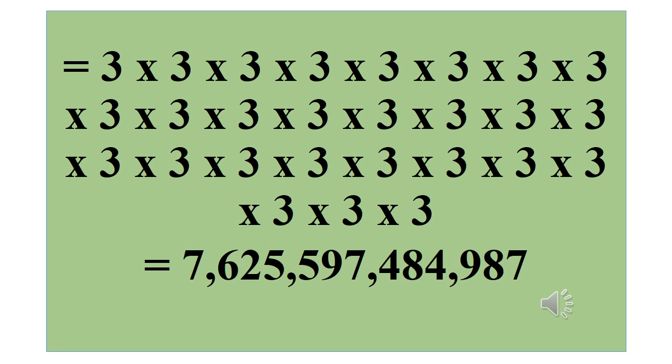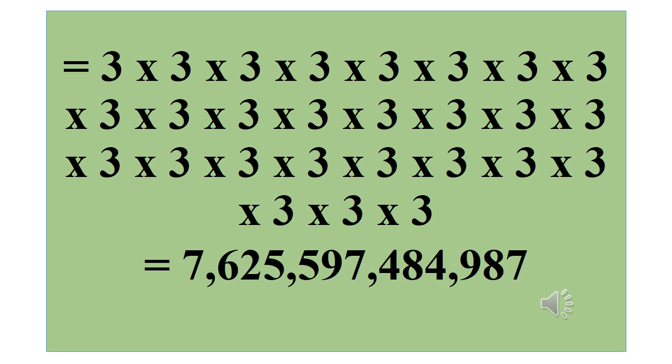So we then have 3 in 27 places, that is 3 raised to power of 27 means 3 in 27 places. That's 3 times 3 times 3 times 3, and so on, all like that until you get to 3 in 27 places. That is 3 raised to power 27.